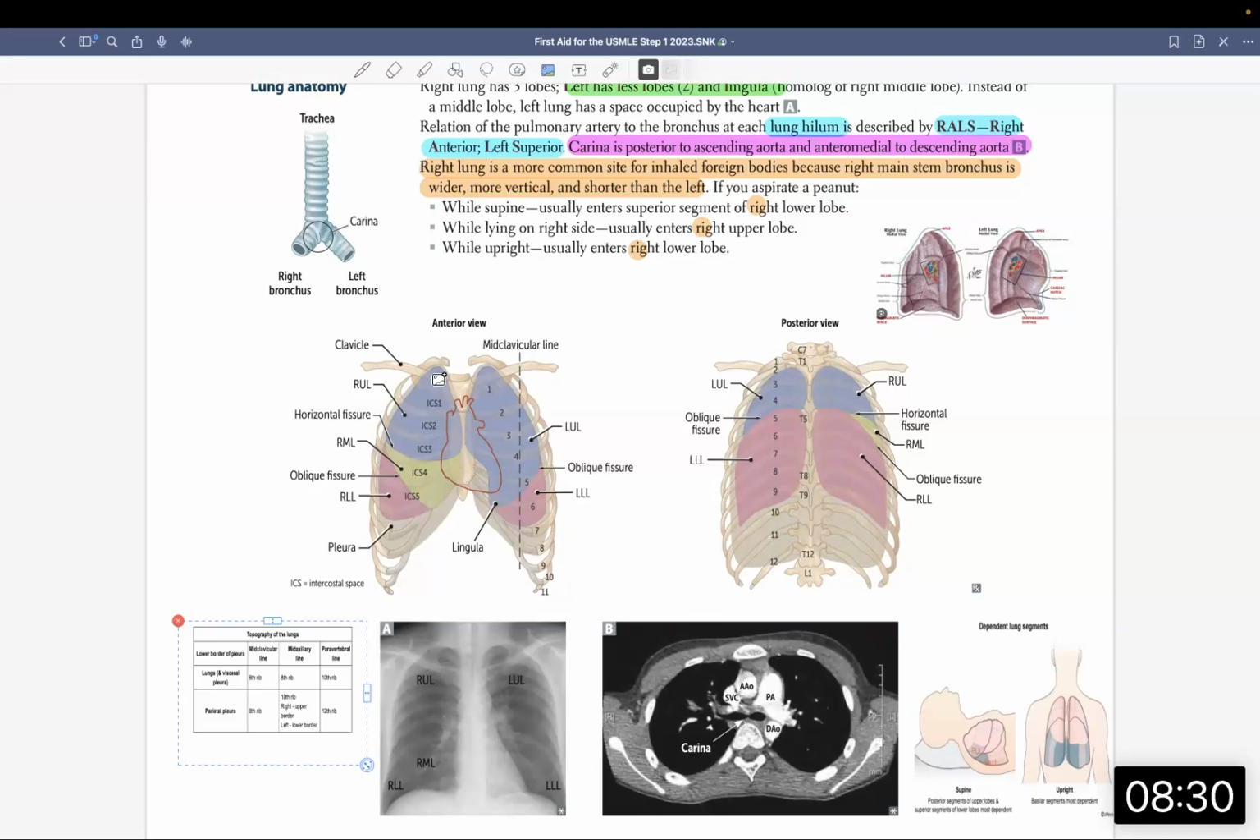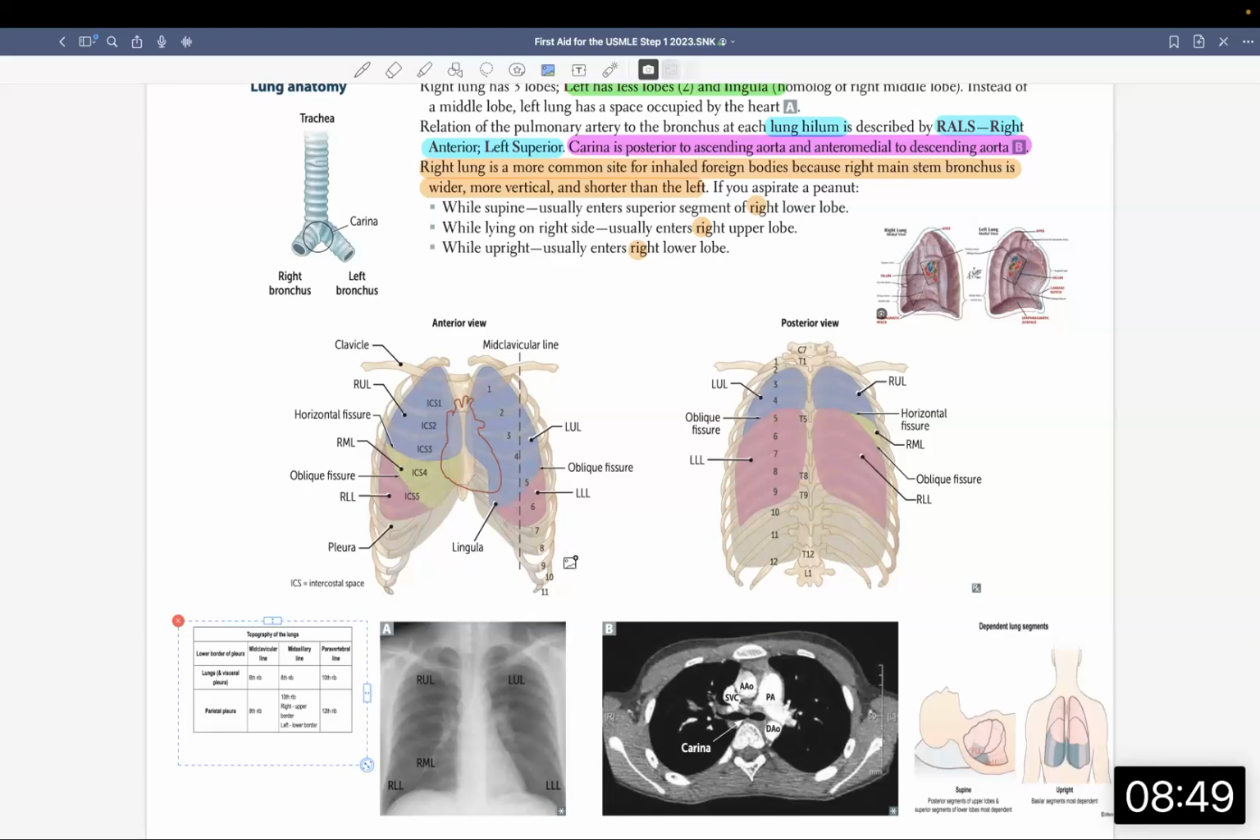So yeah, lungs and the viscera. In the mid-clavicular line it'll be 6, mid-axillary 8, and then paravertebral 10. 6, 8, 10 for the lower border of the lungs and the visceral pleura. But for the parietal pleura, it'll be 8. So this brownish color is ending in 8.